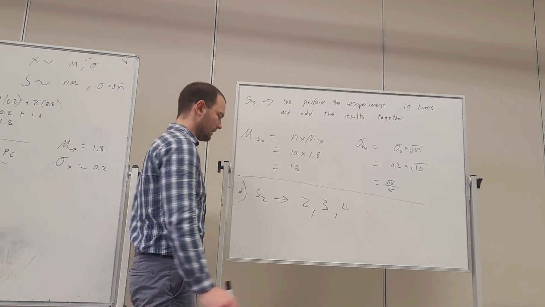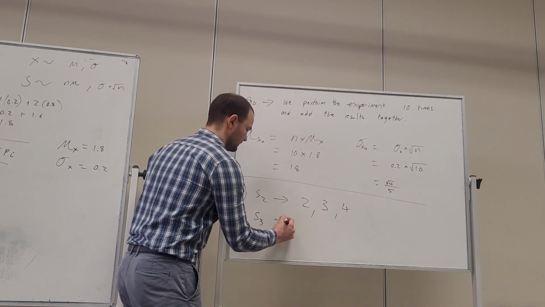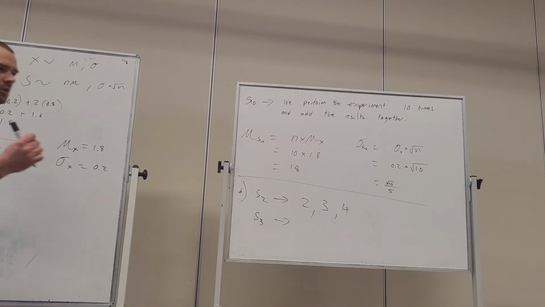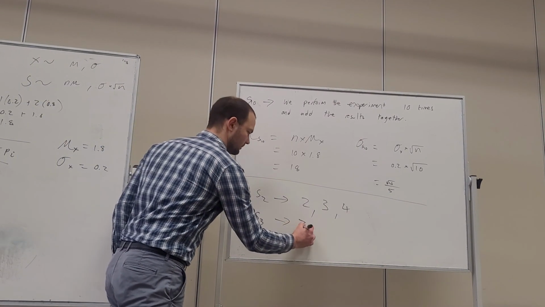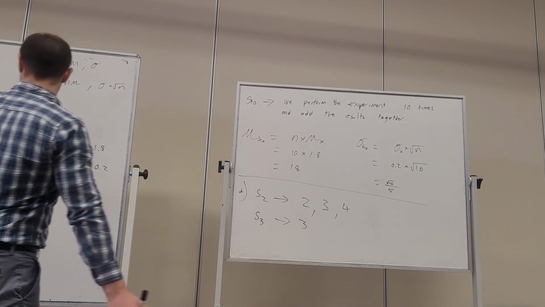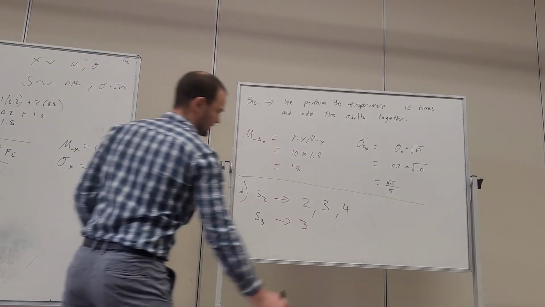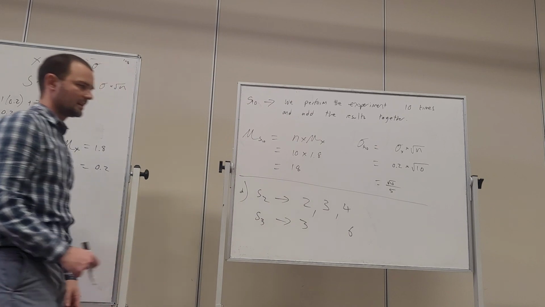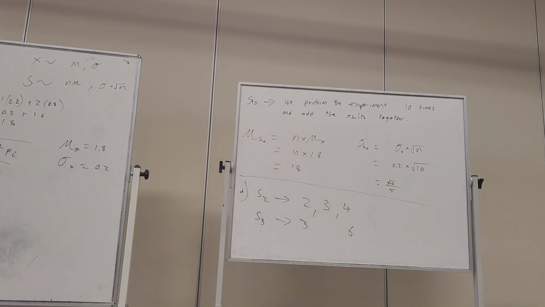What if we asked for the possible values of S3? With 3 observations, the lowest would be 1 plus 1 plus 1, so the lowest would be 3. The highest would be 3 twos, which would be 6. So we're listing possible events, that's what this is getting you to think about. And all the values in between are possible as well.